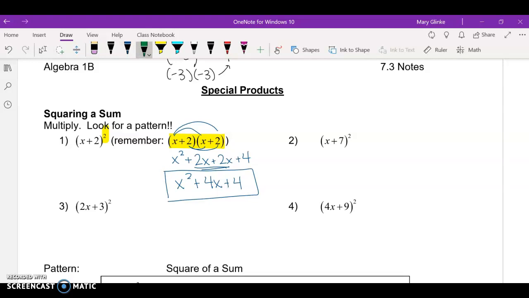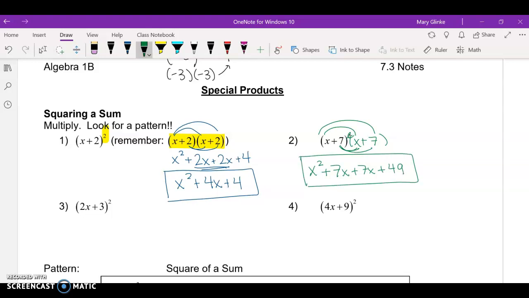So when you square this next one, cross off the square and write it twice, and then do your distributive property. So we get x squared plus 7x, and then when we distribute the 7 to everything, we get plus 7x plus 49. Oh, I shouldn't box that, because after I multiply, I have to actually combine those together. So I get x squared plus 14x plus 49.